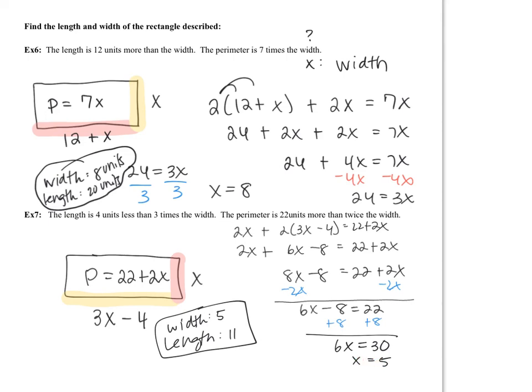They want the length and the width. So x was my width, so that's 5, and 3x minus 4 was my length, so 3 times 5 is 15, minus 4 is 11.